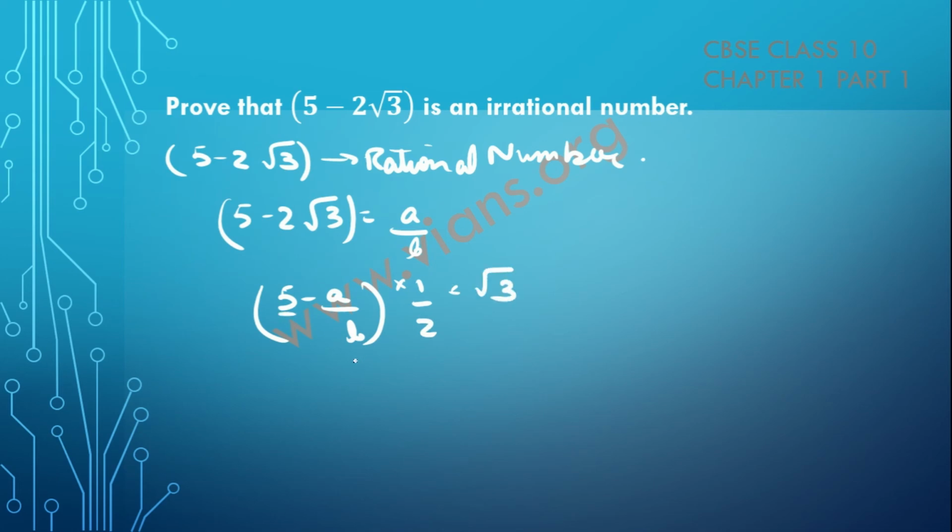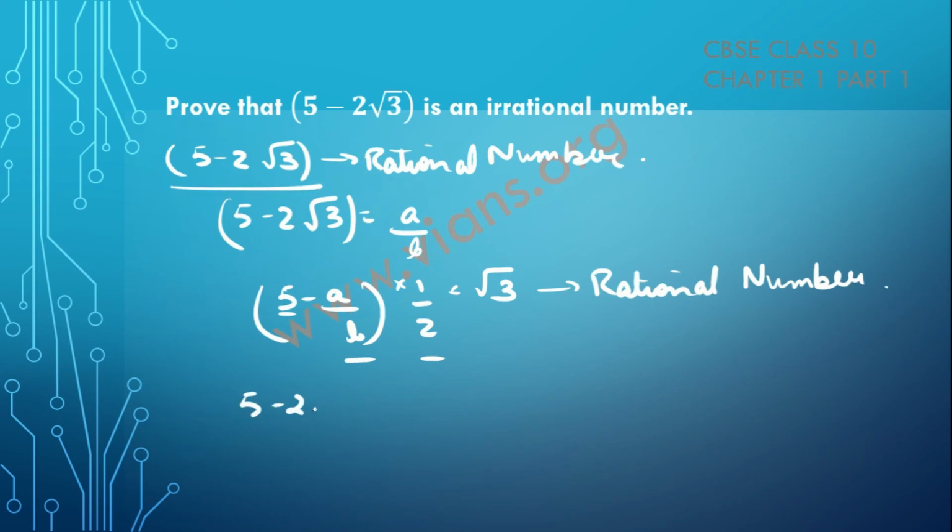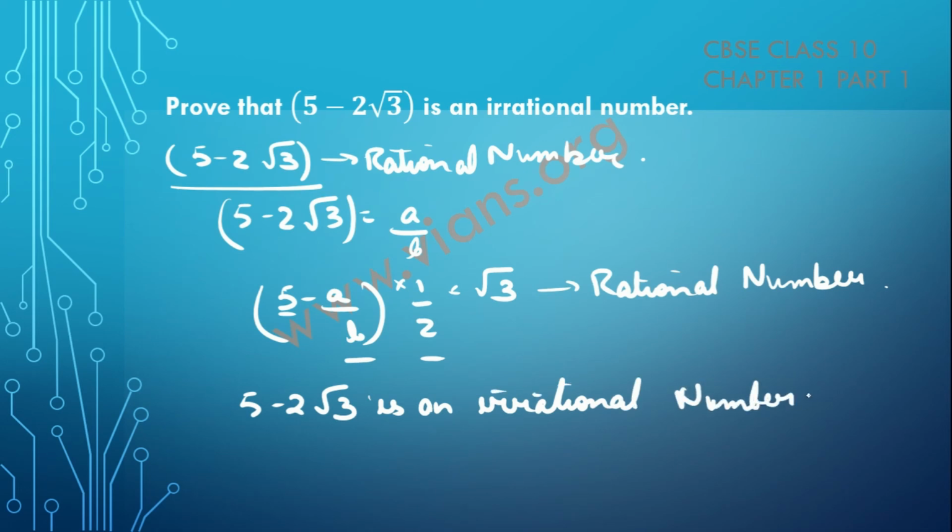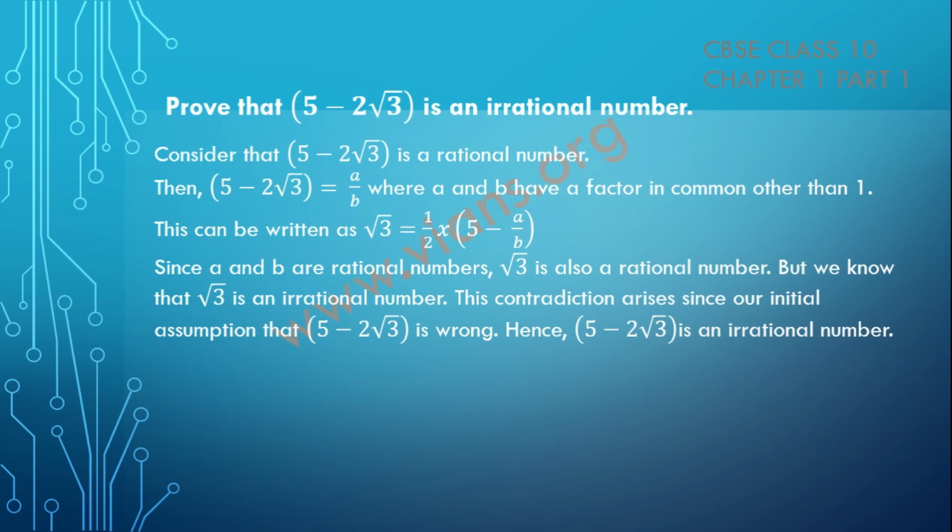Since this is a rational number, this is a rational number, this is a rational number, this has to be a rational number, but we know that root 3 is not a rational number, it's an irrational number. And that contradiction arises because our initial assumption that 5 minus 2 root 3 is a rational number is wrong. Hence, 5 minus 2 root 3 is an irrational number. True? That's how we're going to prove this, and that's the solution we've written over here as well.